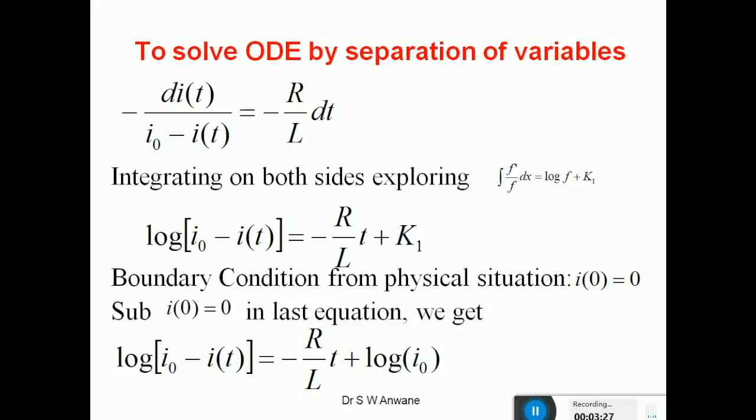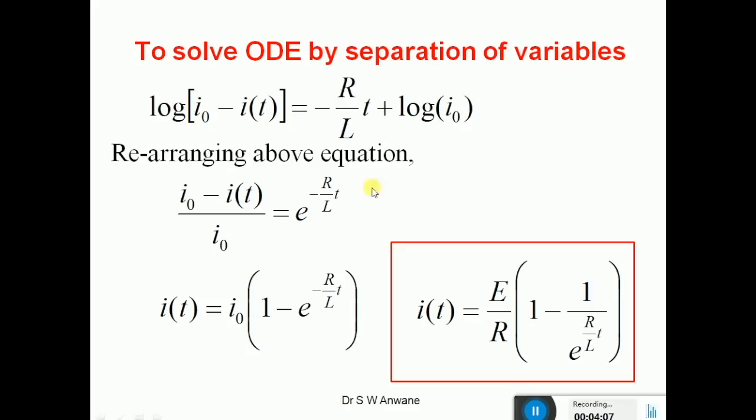and the boundary condition is our physical situation. At t equal to 0, we place the switch at position number 1, and that is the time of the experiment beginning situation, and I(0) is equal to 0. So there is no current at the time t equal to 0 when the switch is placed in position 1. So substituting I(0) equal to 0 in the above equation, we get K1 is equal to simply log of I0. Substituting K1, we get the last equation which is appearing on the screen.